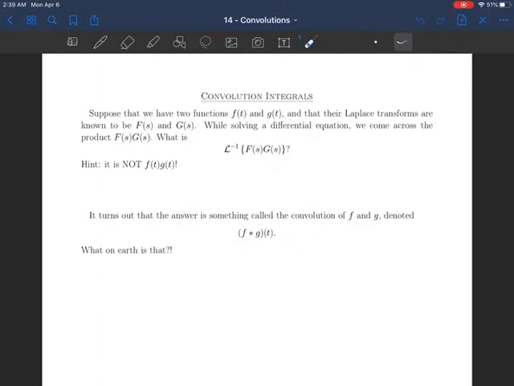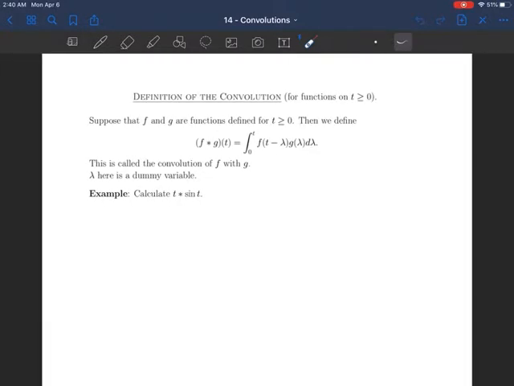So it turns out that the thing that it is is called the convolution of f and g, which is denoted by f star g. So you say f convolved with g, or the convolution of f with g, or we just say f star g. So what's this thing? What on earth is the convolution?